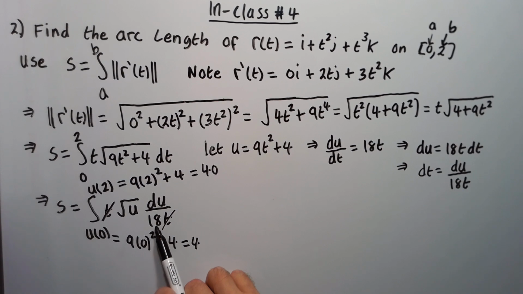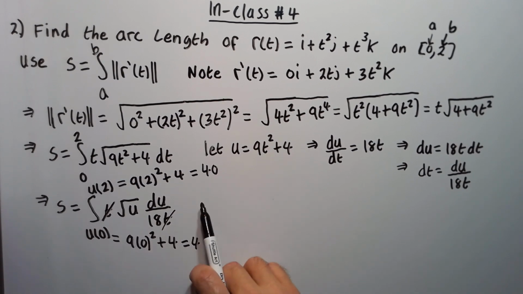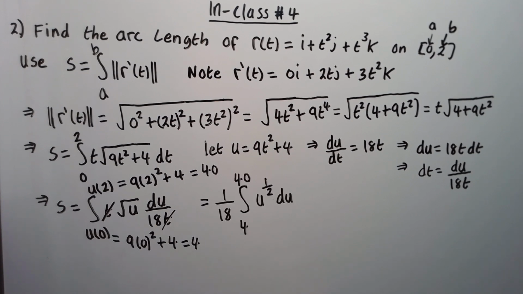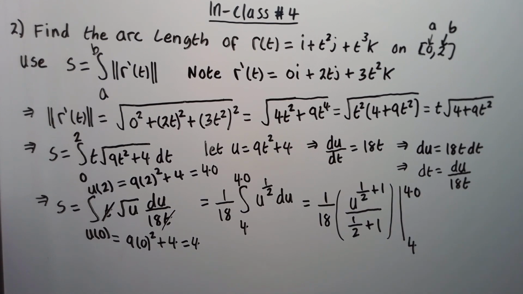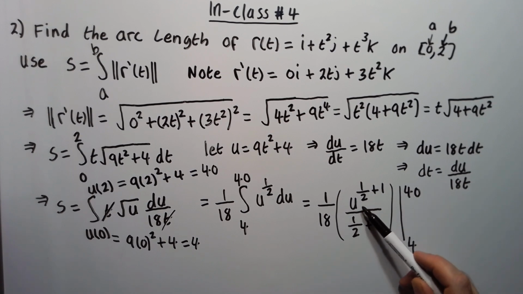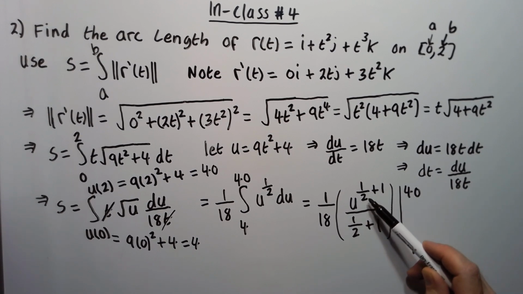The 1 over 18 I can pull outside the integral, so let's do that. Also going to write the square root of u as u to the 1/2. So I get 1 over 18 times the integral from 4 to 40 of u to the 1/2 du. Okay, so integrating u to the 1/2, add 1 to the power, divide by the new power. A half plus 1, so you can write 1 as 2 over 2, so it's going to be 3/2 here.